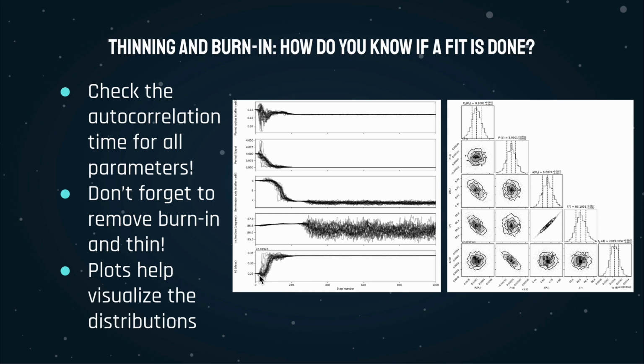Typically, you want to run your fit for at least 50 times the autocorrelation time for each parameter. So find whatever the highest autocorrelation time for a given parameter is, and run your code for 50 times that. Or keep running your code until the autocorrelation time is 1/50th the time you've run it.